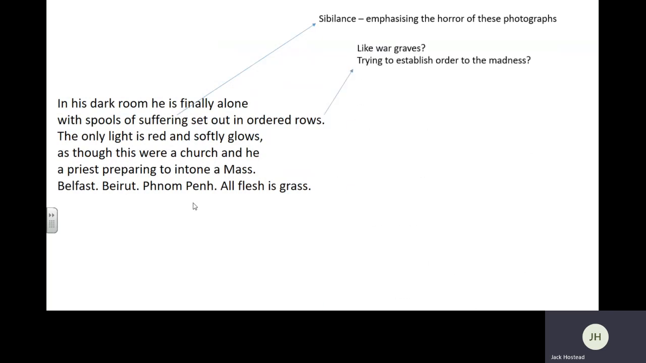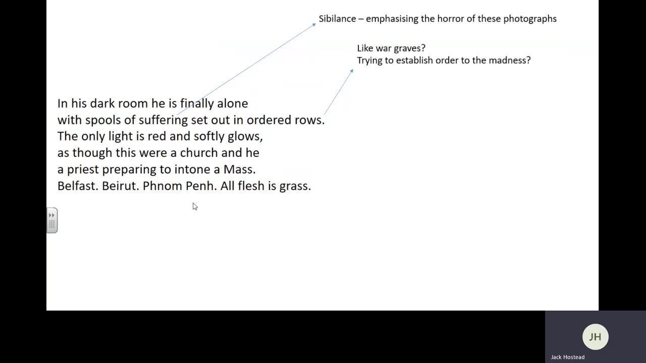And the fact that they're set out in ordered rows gives us this imagery of, if you think of war graves, real ordered rows that they put them in. You'll have seen them on the internet or TV or something like that, with the crosses all in rows. And if you think of the chaos and the madness of war, and we look at these graves as a reflection of that, it tries to establish order to this madness.